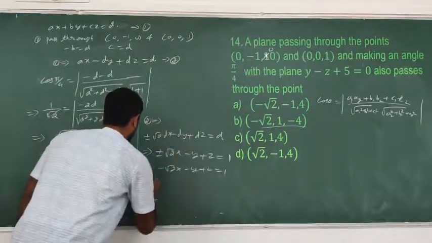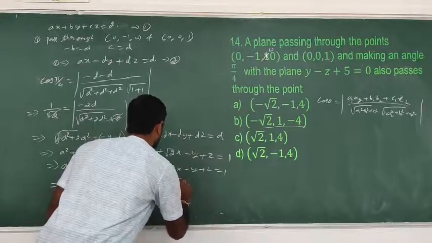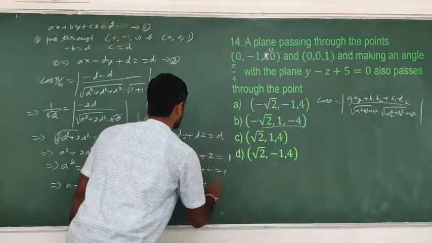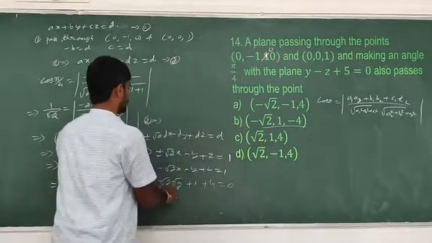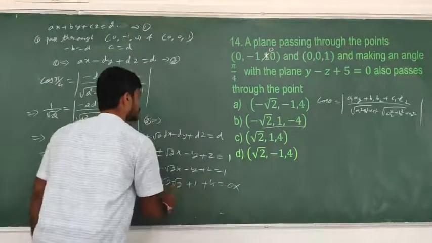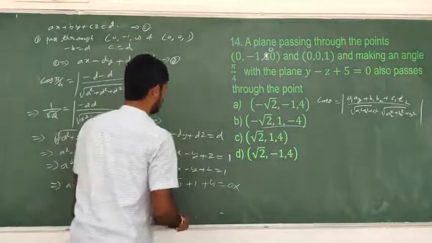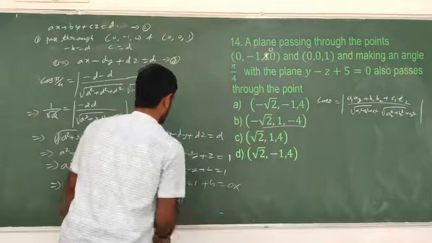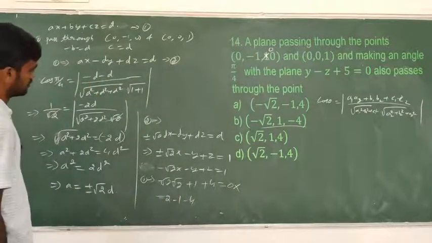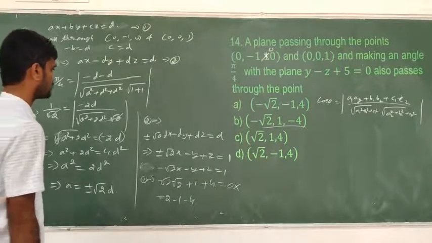Substituting option 1: minus root 2 into x, which is minus root 2, so minus root 2 into minus root 2 minus of minus plus 1 plus z is 4, that is equal to 1 minus root 2. So option 1 is not satisfied. Similarly, taking option 2: minus root 2 into minus root 2 is plus 2, minus root 2 into minus root 2 is plus 2, minus 1, minus 4. This is also not satisfied.